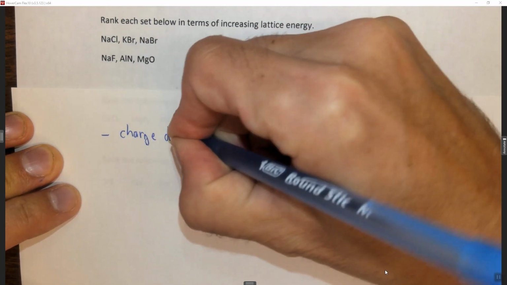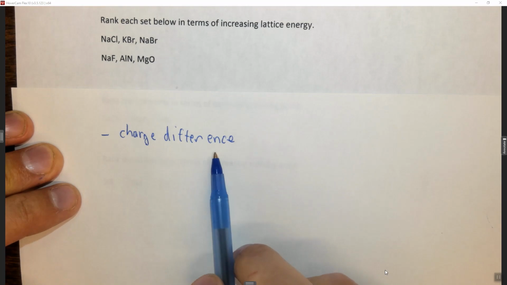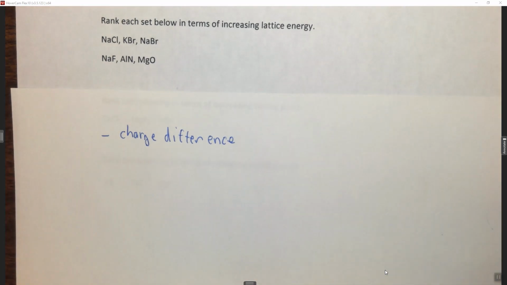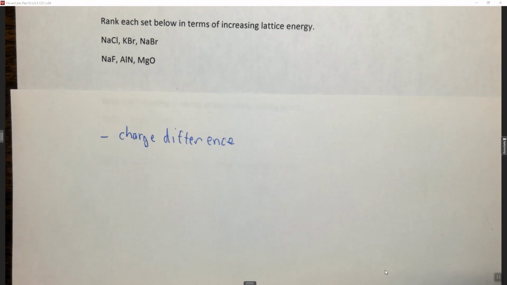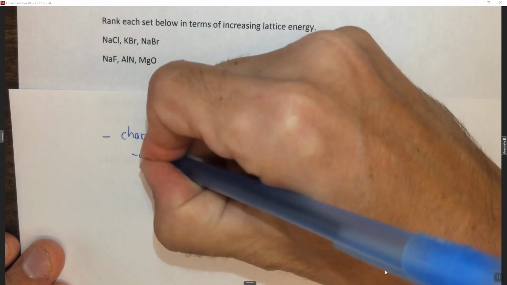The charge difference between the ions. What this means is if you have something that's +1 and something that's -1, that's going to be less attracted than if you have something that's +2 and -2. So you're going to have a higher lattice energy for something that's +2 and -2 than for something that's +1 and -1. The greater the charge difference, the greater the lattice energy.